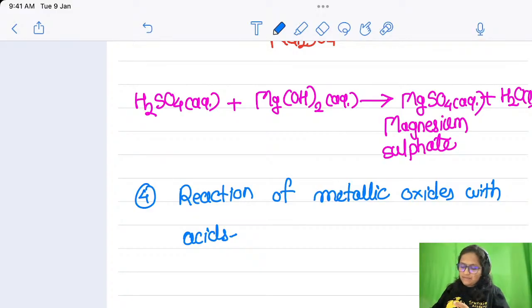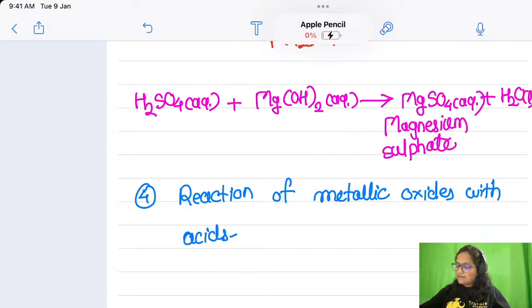So for that purpose, first of all I'll write down the general reaction first. So when we take the metallic oxide, just give me a second.